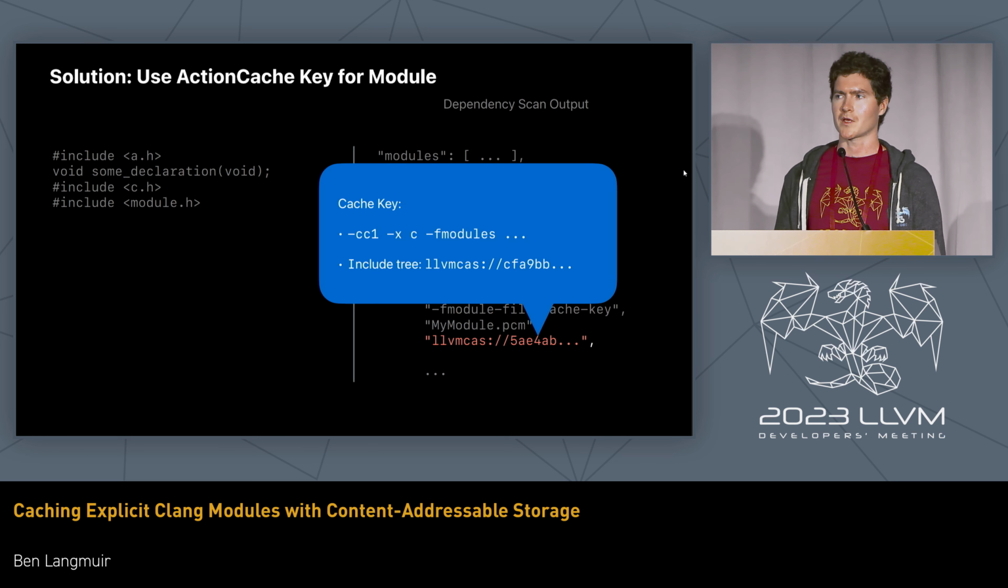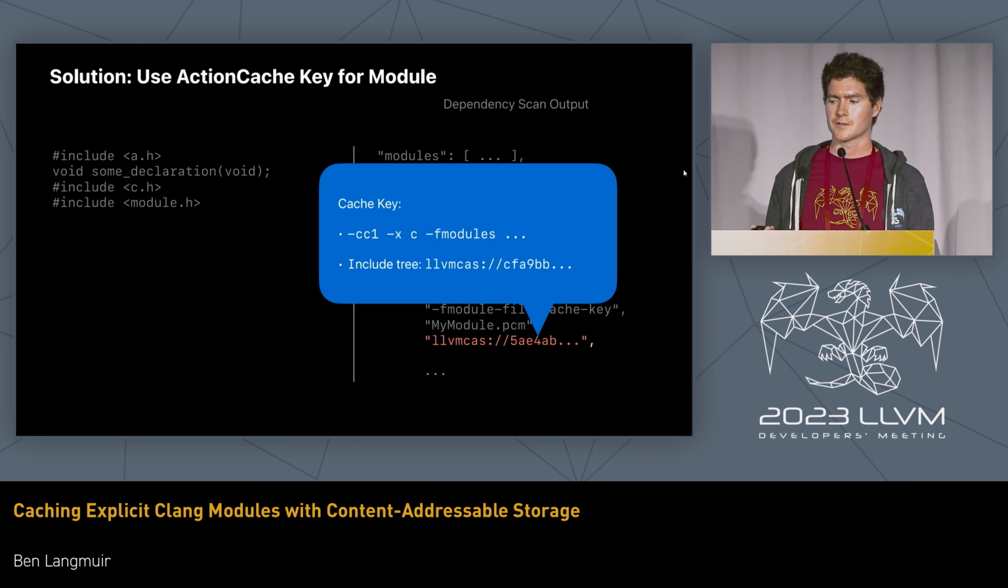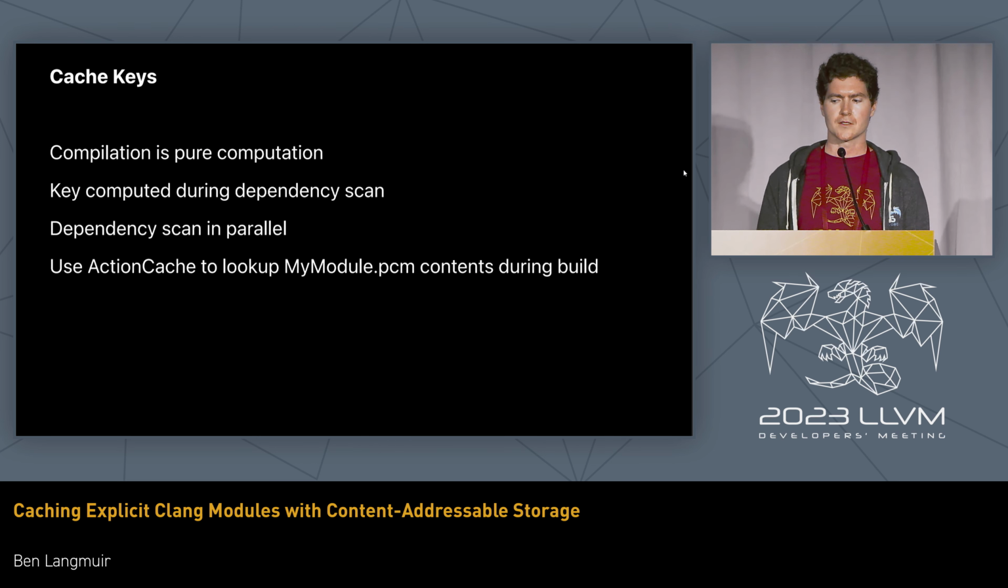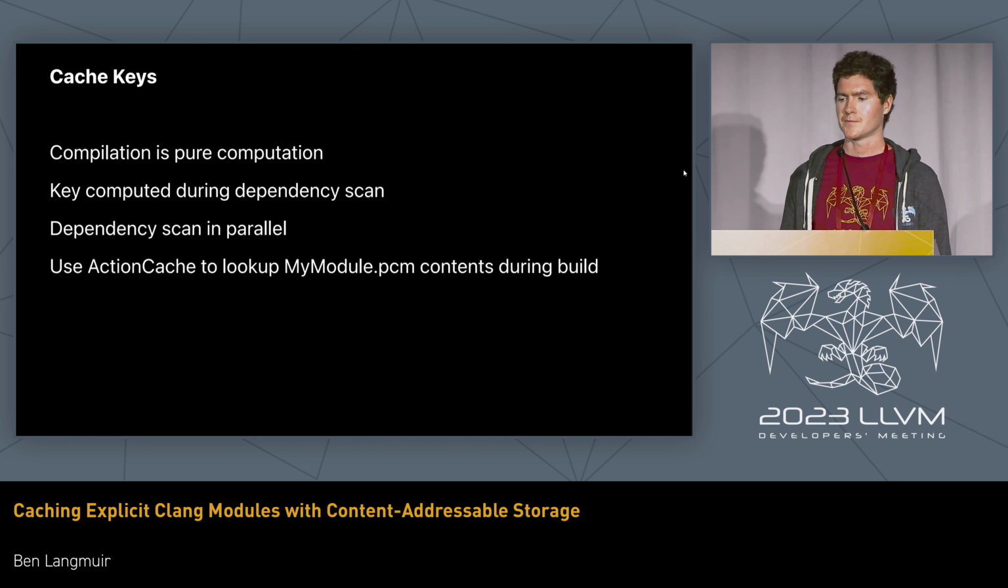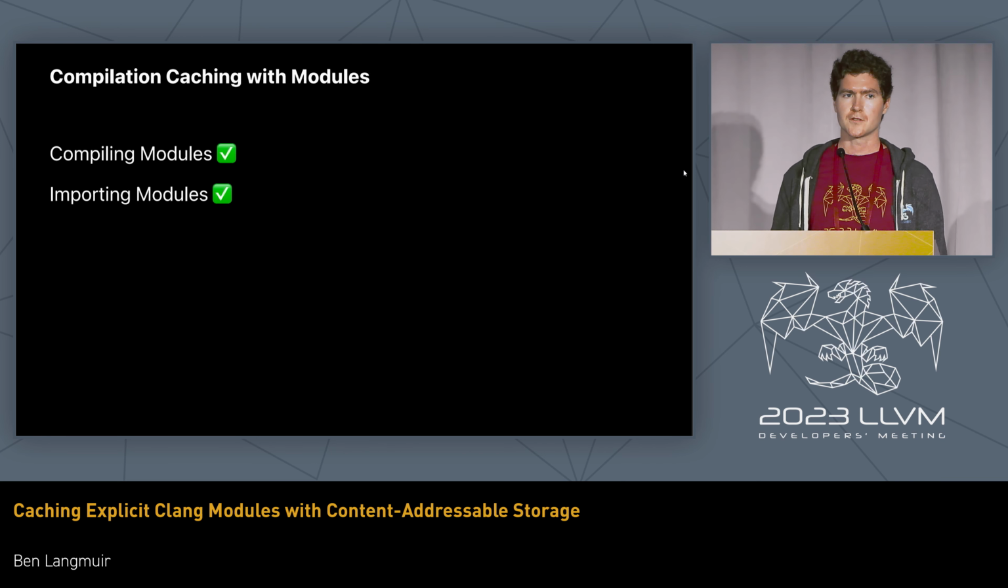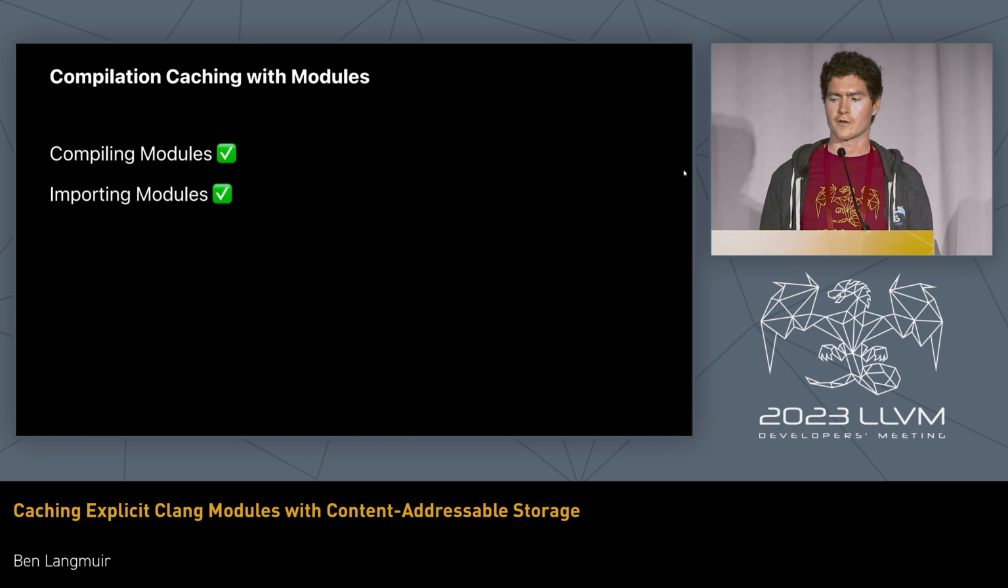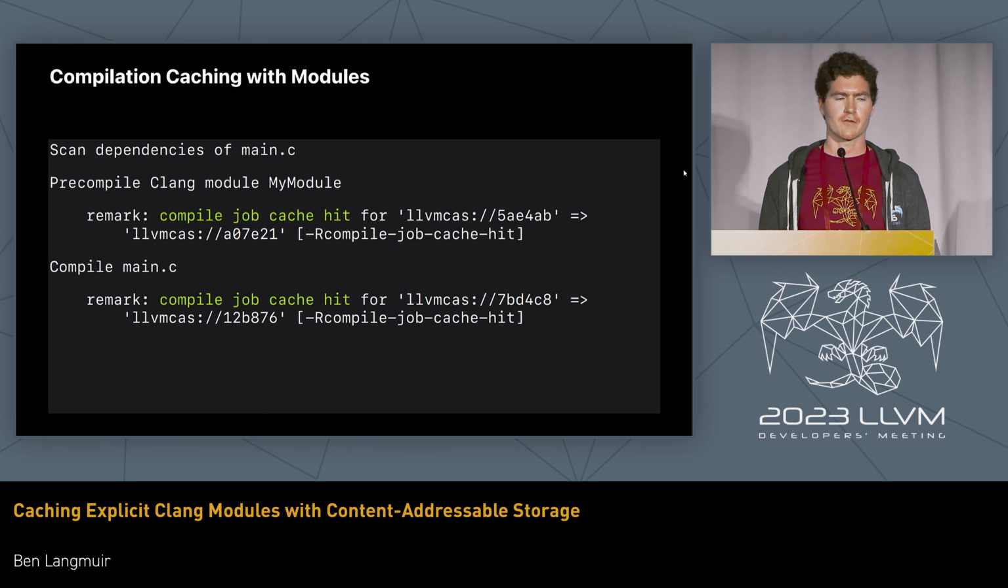Because we know we would get the same cache key when we actually compile the module, we can look up its contents in our action cache. This design means that compilation can be pure for both the module and the translation unit. We can compute all of our cache keys during the dependency scan in parallel like it is today. And then we can look up the contents of modules or look for cache hits in our action cache. With these two pieces, we have everything we need in order to cache both the compilation of the module and the compilation of the translation unit that imports it.